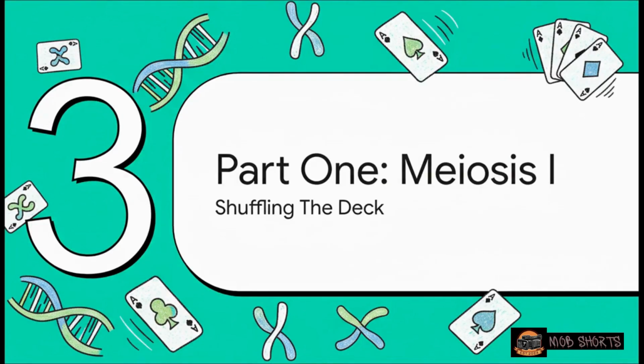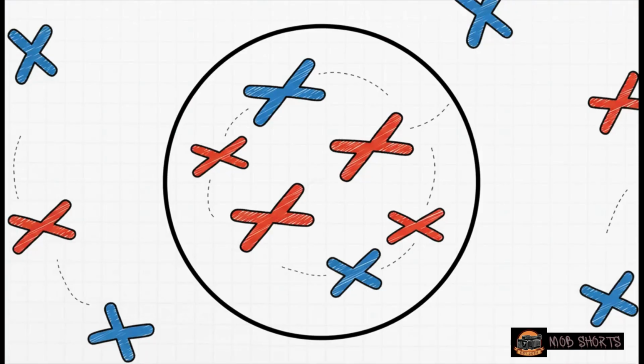All right, let's dive into the first big act, meiosis I. This is where the magic really happens. Think of it like a thorough shuffling of the genetic deck. It all kicks off with prophase 1. The chromosomes coil up really tightly so we can see them, and then something amazing happens. They find their homologous partners. These are the matched pairs you see here.